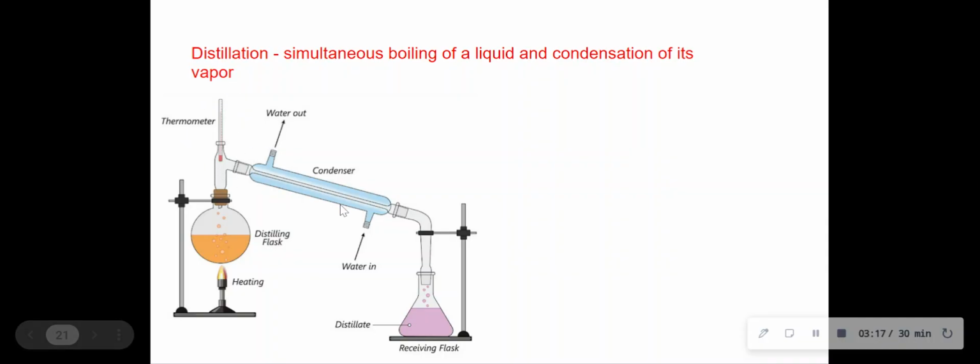The vapor that is produced rises through the column. Oh wait, it goes to this. Goes into the condenser, and then in the condenser, the vapor is cooled, usually by running cold water around the outside of the tube, and as it cools, the vapor condenses back into a liquid, which goes into the receiving flask, the distillate.